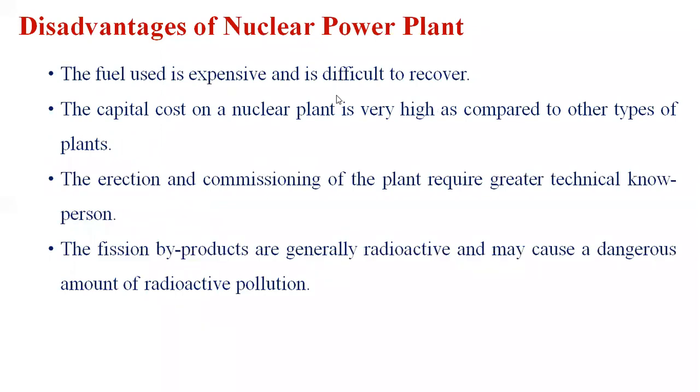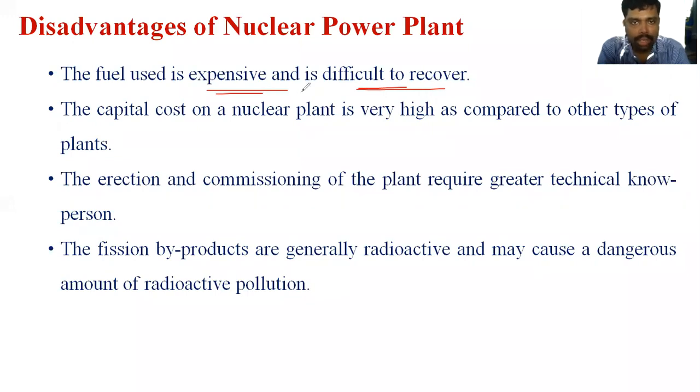That is the fuel. The fuel used is expensive. In the nuclear power plant, the fuel used is expensive and very difficult to recover. That means once the fuel is burned, we can't reuse that fuel. With renewable energy sources there is a recycling process, but in the nuclear power plant the major drawback is that the fuel cost is more compared to other conventional power plants.